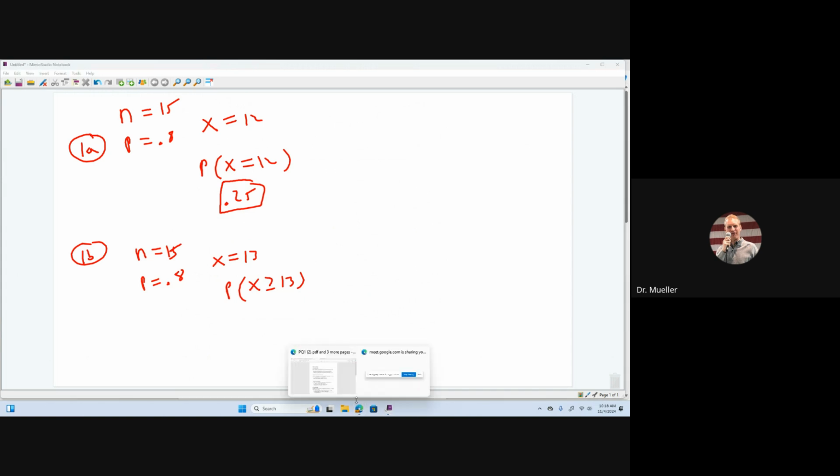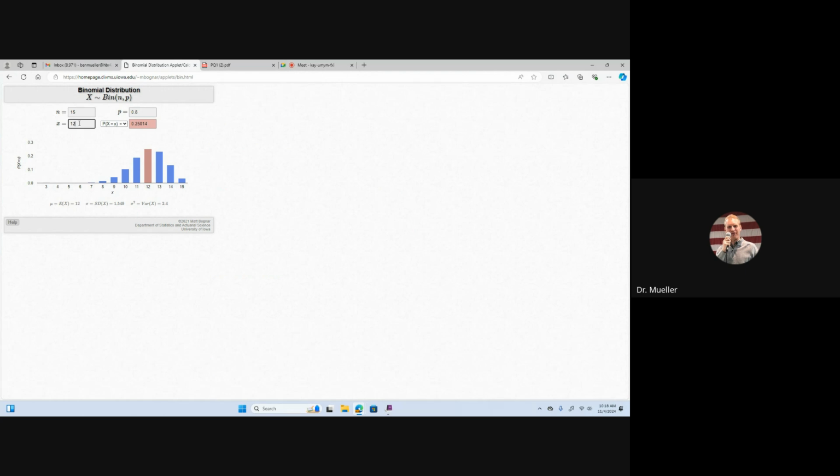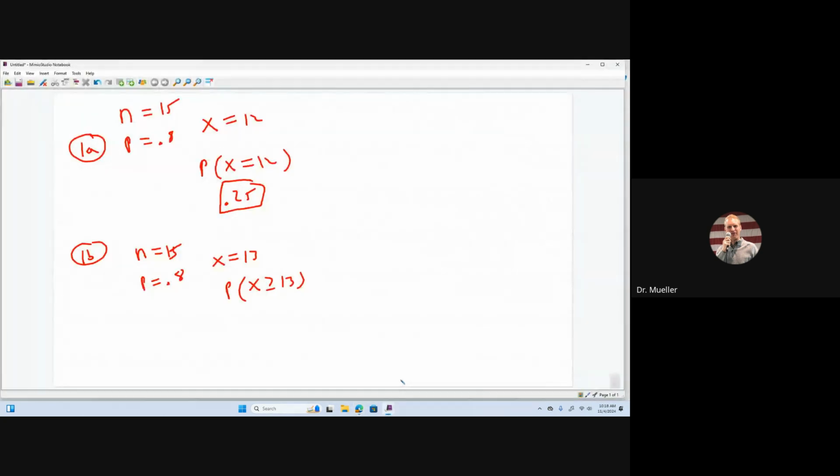So we go back to our calculator. Now we have 13 for x. These two stay the same, but we want greater than or equal to. So that would be 13, 14, or 15. So right here is what we're looking for, and that's 0.398, which we'll write as 0.398. Now part C.